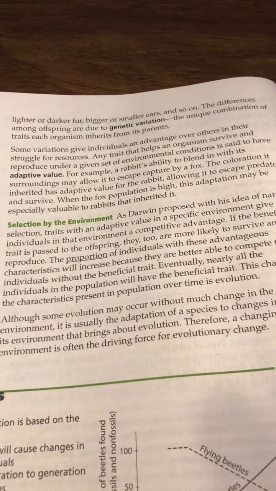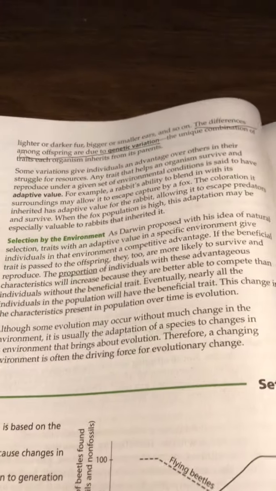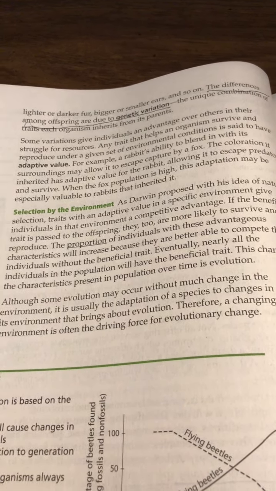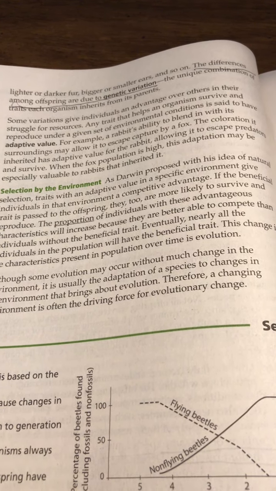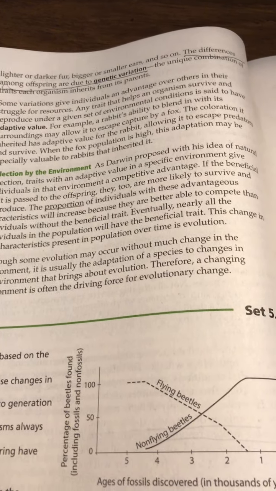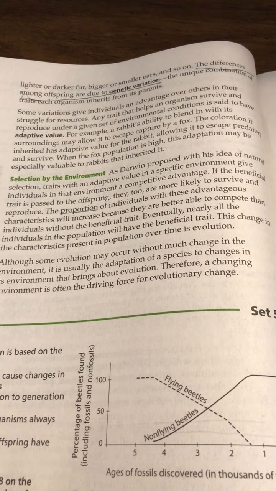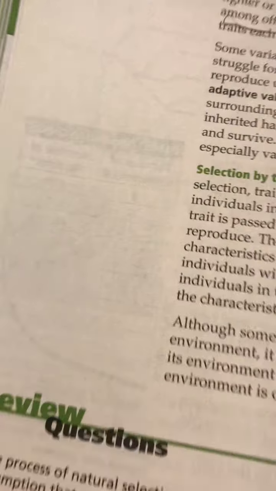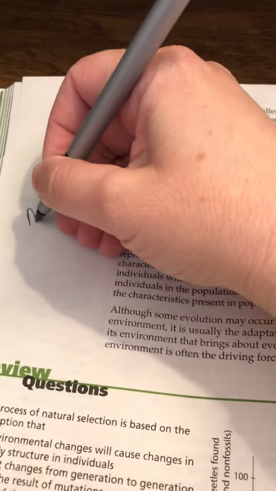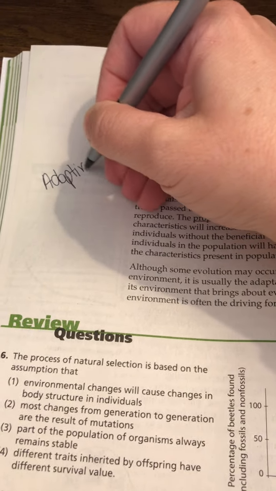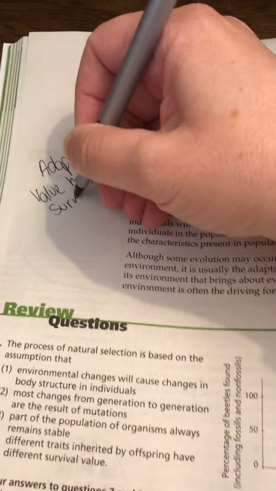The differences among offspring are due to genetic variation, the unique combination of traits each organism inherits from its parents. Some variations give individuals an advantage over others in their struggle for resources. Any trait that helps an organism survive and reproduce under a given set of environmental conditions is said to have adaptive value. So I'm going to underline that. I'm just going to put a note over here that adaptive value helps survival.